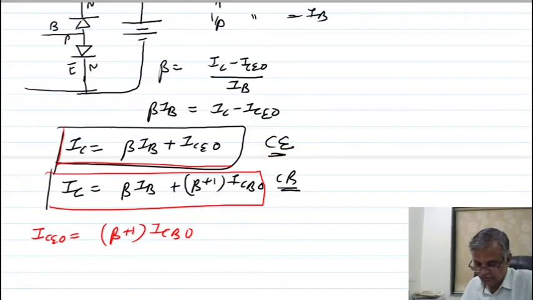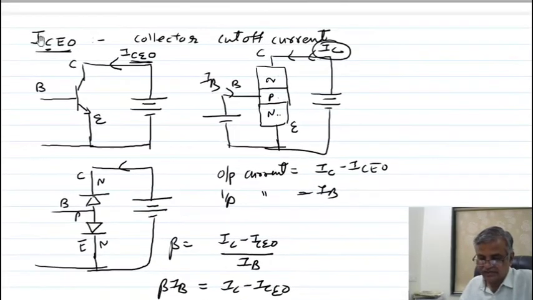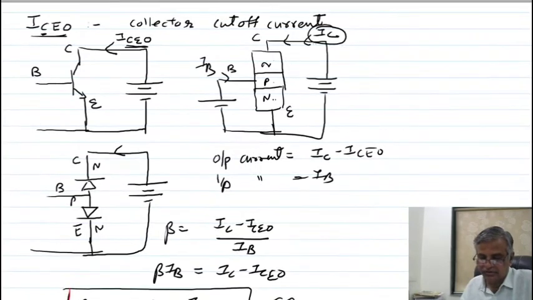I think you understand. One last time, look here: what is ICO? ICO is nothing but the leakage current flowing from collector to emitter when the base is open. When the base is open circuited and the collector is kept reverse biased, the current flowing from collector to emitter is called the collector cutoff current, or the reverse bias leakage current from collector to emitter. So that is ICO.